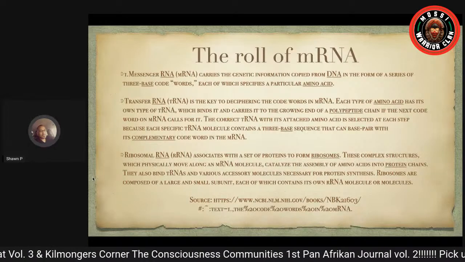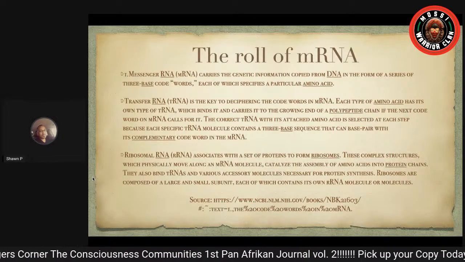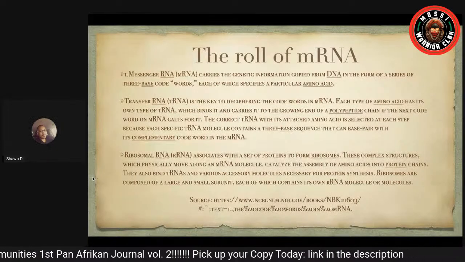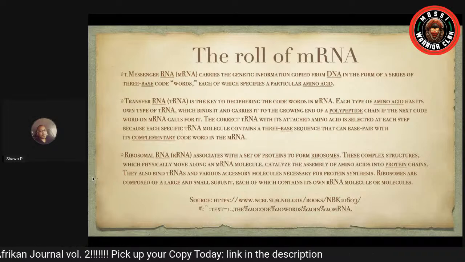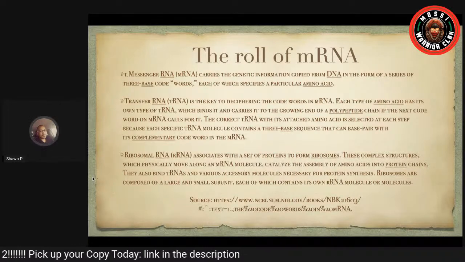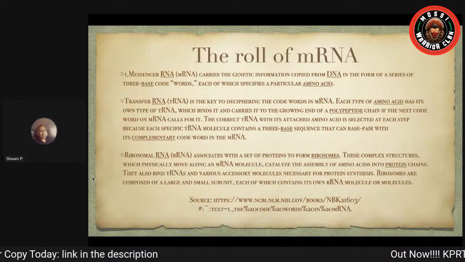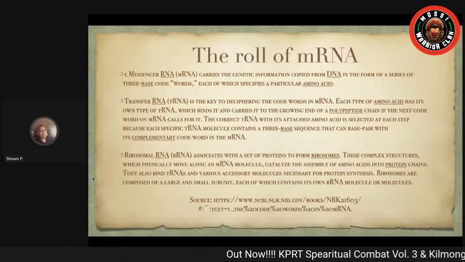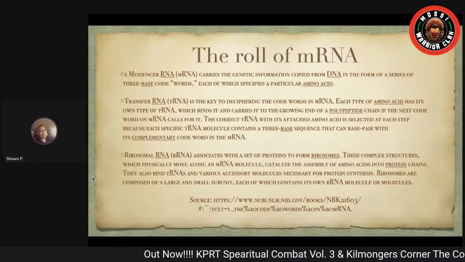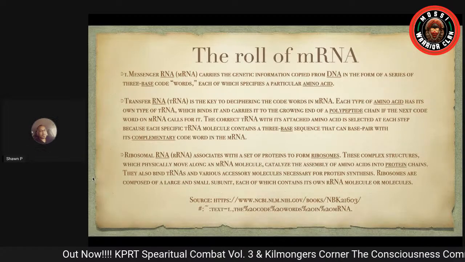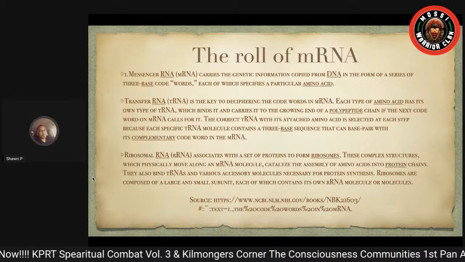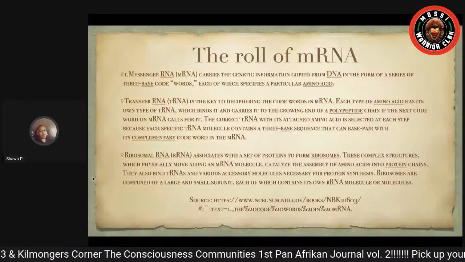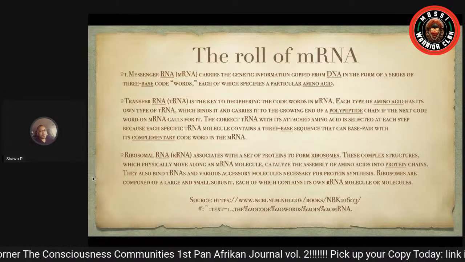Now, ribosomal RNA, all right, rRNA, associates with a set of proteins to form ribosomes. Now, these complex structures which physically move along an mRNA molecule catalyze the assembly of amino acids in the protein chain. They also bind tRNAs and various accessory molecules necessary for protein synthesis. Ribosomes are composed of a large and small subunit, each of which contains its own rRNA molecule or molecules.